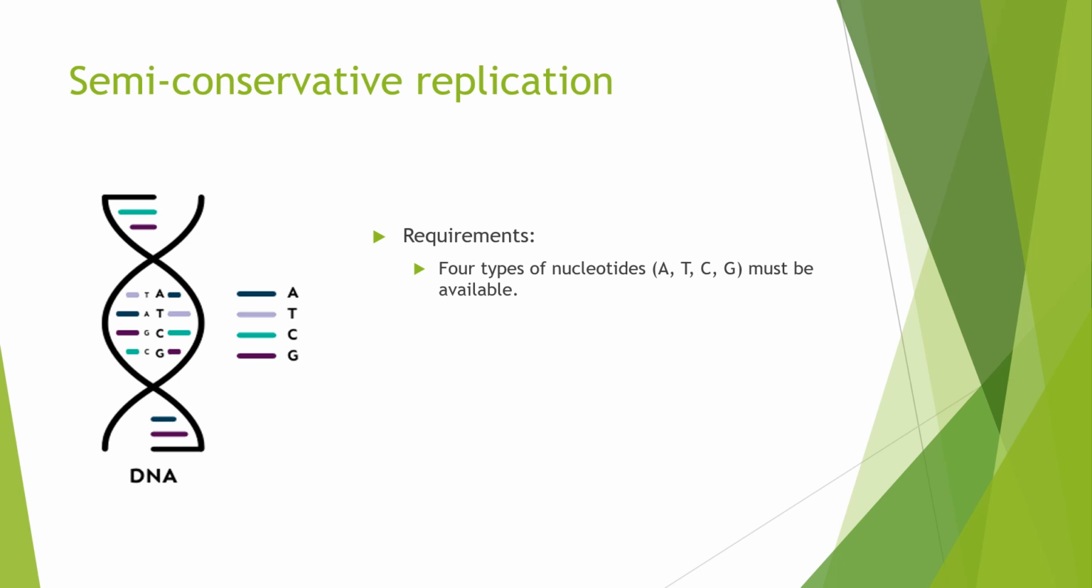Secondly, the enzyme DNA polymerase is essential for replication. This enzyme binds to the DNA strand and helps add nucleotides to form the new complementary strand. DNA polymerase also has a proofreading function, which corrects errors to ensure the DNA copy is as accurate as possible.